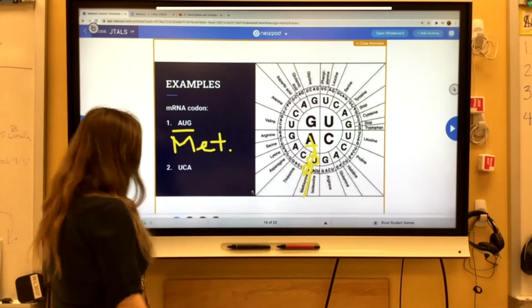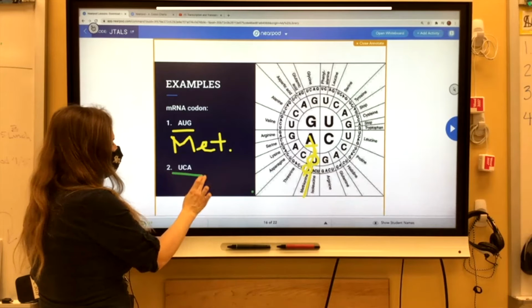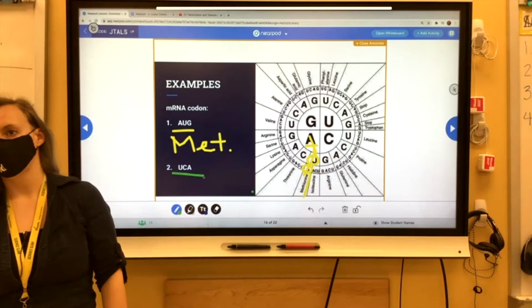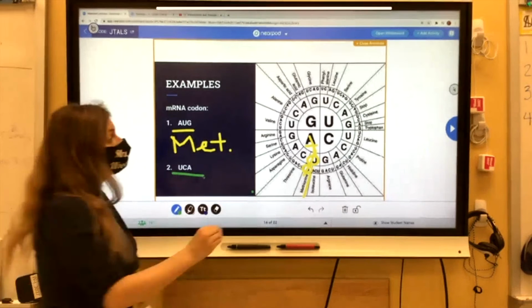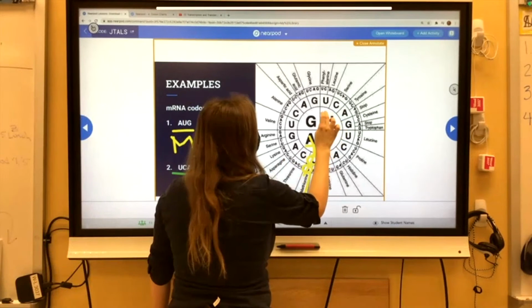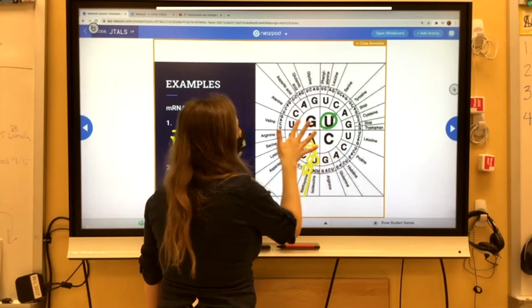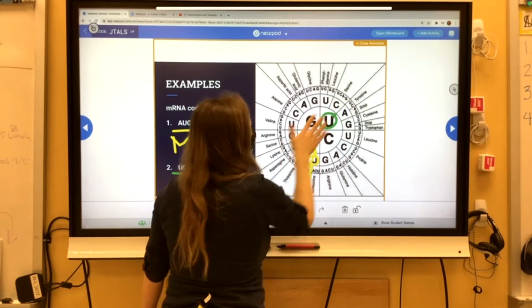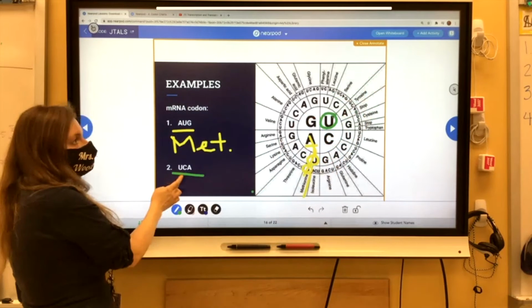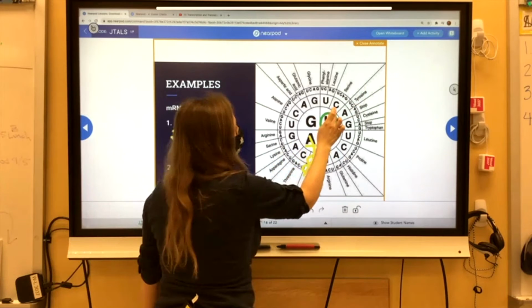All right. So our next example here is UCA. So I'm going to start in the center, right? I'm going to find that one in the center. It's U. I'm moving out. I'm moving away. My next letter is C. I'm moving out. There's the C.